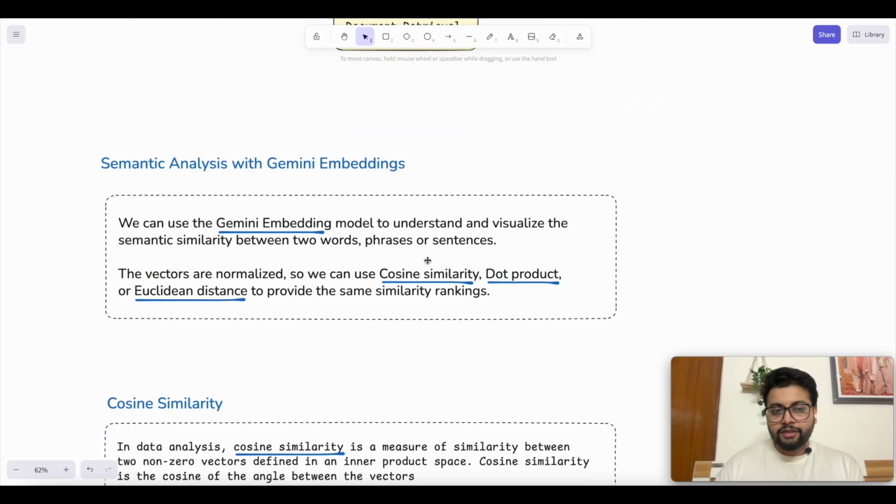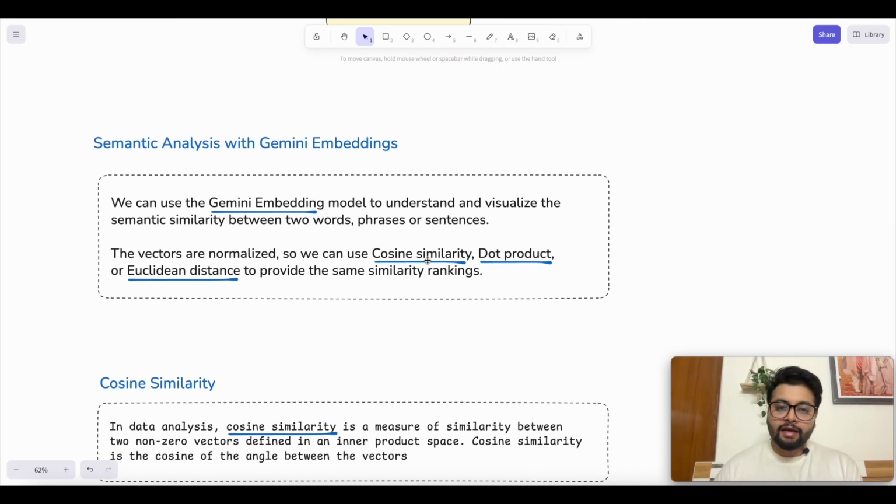Now, for our agenda, we are doing semantic analysis with Gemini embeddings. We can use the Gemini embedding model to understand and visualize the semantic similarity between two words, phrases, or sentences, right? So keep in mind, this is not only for words, it can be used for sentences or phrases as well. And we can understand the semantic similarity between multiple words, phrases, or sentences. And how can we do that?